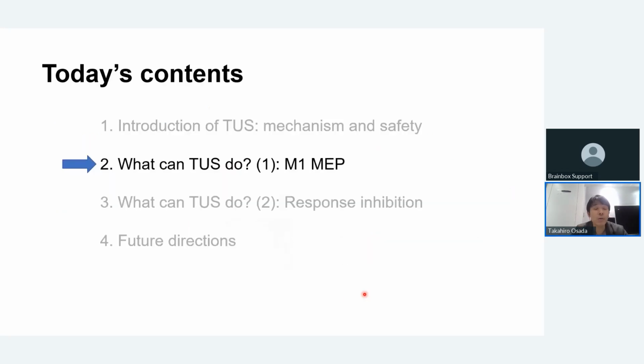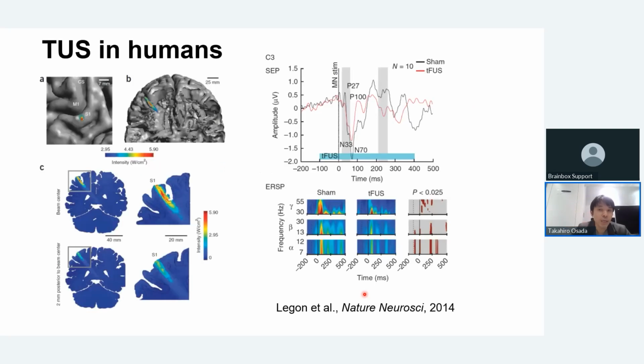So now, on to the second part, feasibility. Now I'll explain the application of TUS for neuromodulation. This is a seminal paper by Wynn Legon and Jamie Tyler at Virginia Tech, published in Nature Neuroscience in 2014. Ultrasound was applied to the human somatosensory cortex, and this caused SEP changes.